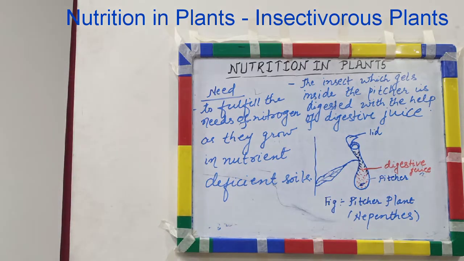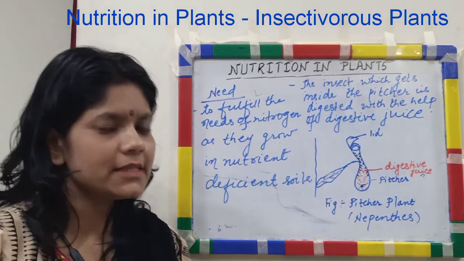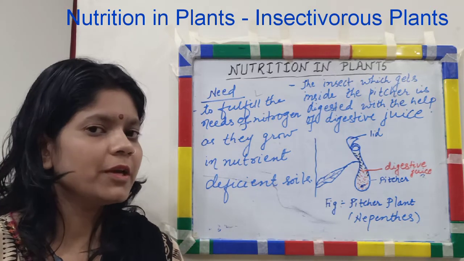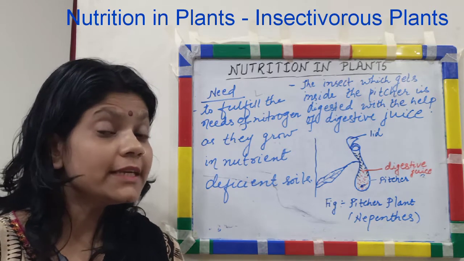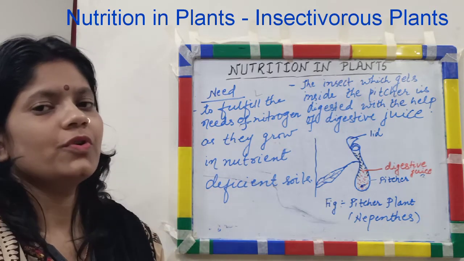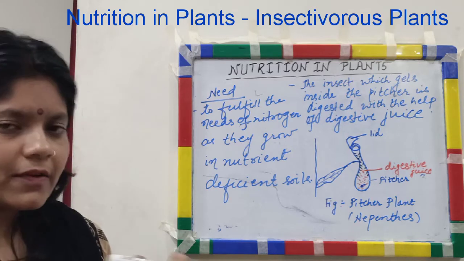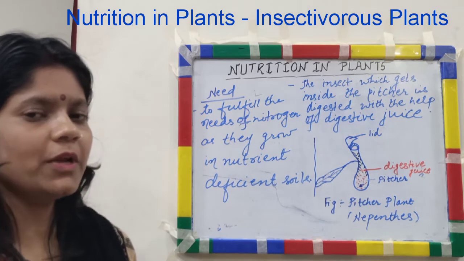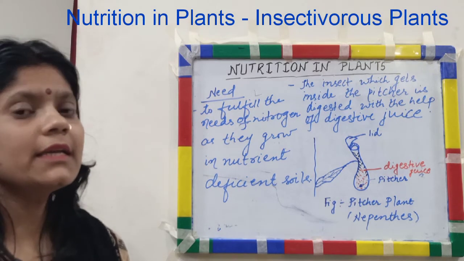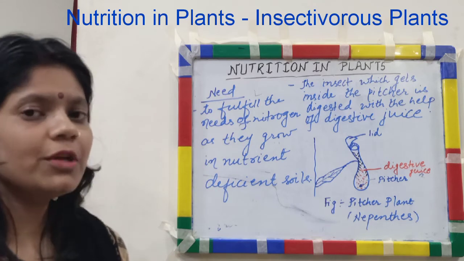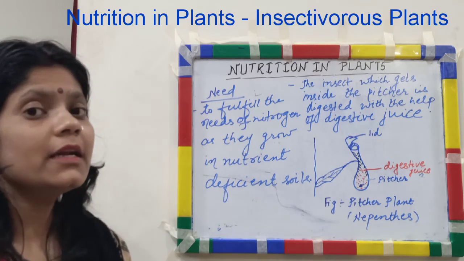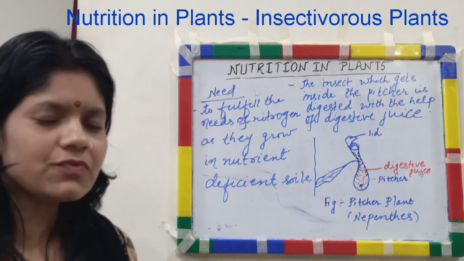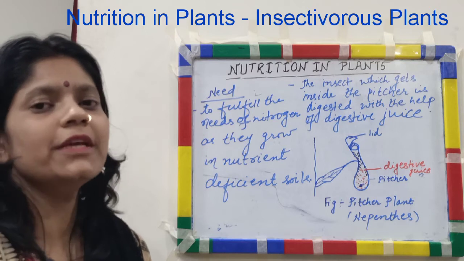So today we have learnt about two topics. One is parasitic nutrition, that is shown by Cuscuta, which does not have chlorophyll pigment. So to fulfill its needs of food, it has to develop haustoria to derive nutrition from a host plant. We have also studied another set of plants which have chlorophyll, but still those plants have to depend upon insects because they are growing in nutrient deficient soils. To fulfill their needs for nitrogen, they have to feed on insects.